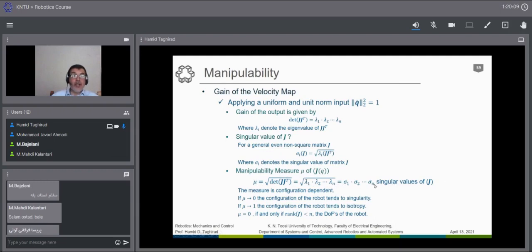If the multiplication becomes 0, we are singular. One of them is 0 and we are in a singular configuration. Very bad configuration. If it becomes 1, then all the singular values are similar to each other. We are tending to isotropy. It is a good case. And usually we are something in between, and we can define the manipulability measure as that.